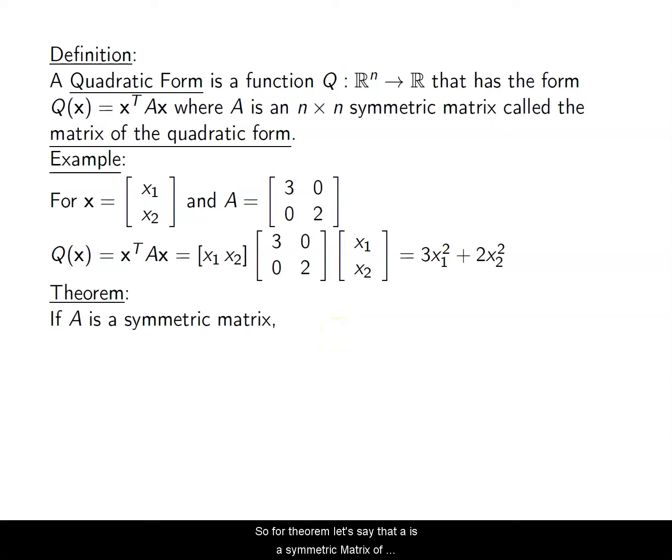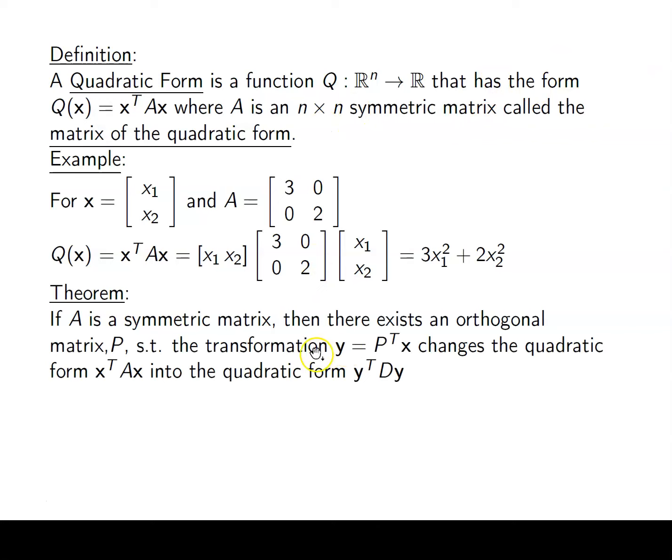So for a theorem, let's say that A is a symmetric matrix. So of course it has to be n by n. Then there exists an orthogonal matrix P, such that if I want to create a vector y, I can create that vector y as the transpose of P times the x vector. And that's going to change my quadratic form into a new quadratic form of the form y transpose Dy. Now you might be saying, what does this even mean?